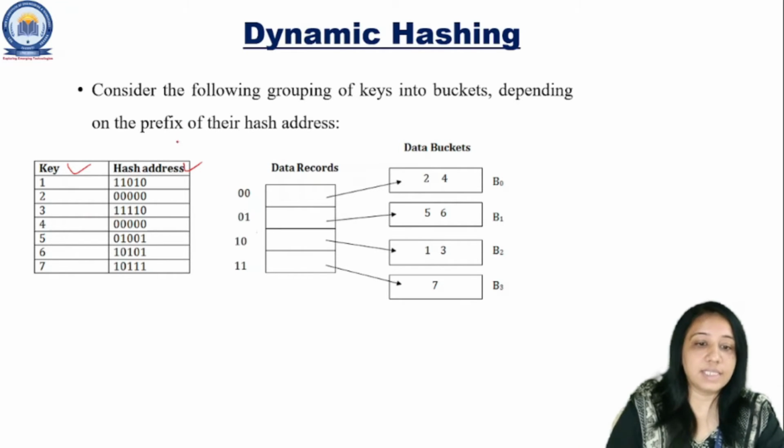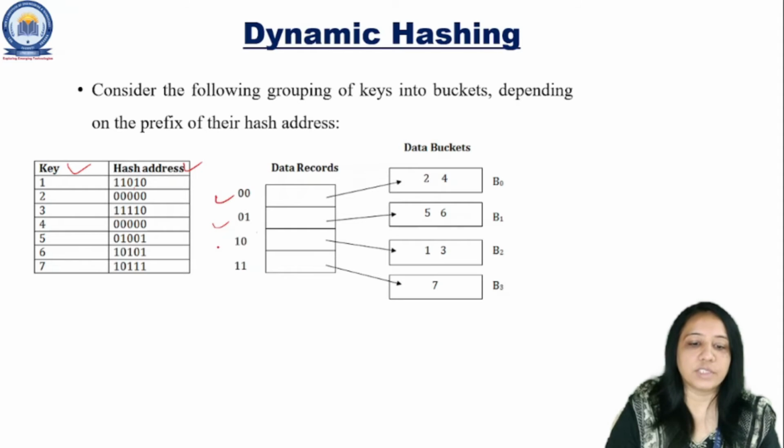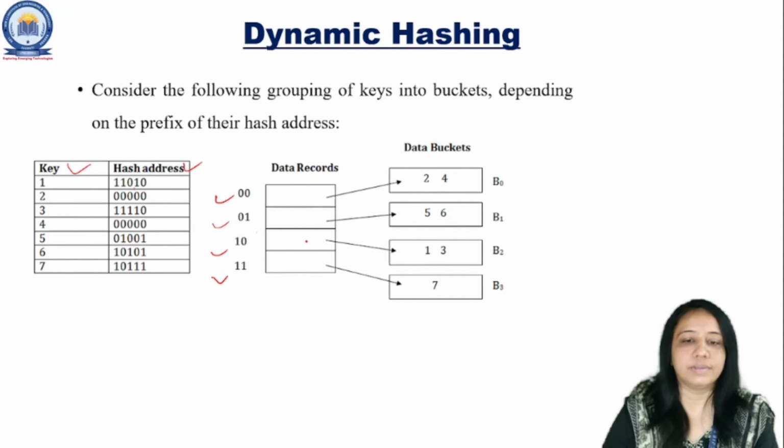Now we can see that whatever the hash address is given, the last two digits are what? One possibility is 00, another is 10, the other is 01, and the third one is 11. So we'll have these four possibilities, and we create a directory of size four here. After that, how will each key be stored in a particular data bucket? Here we have taken four data buckets.